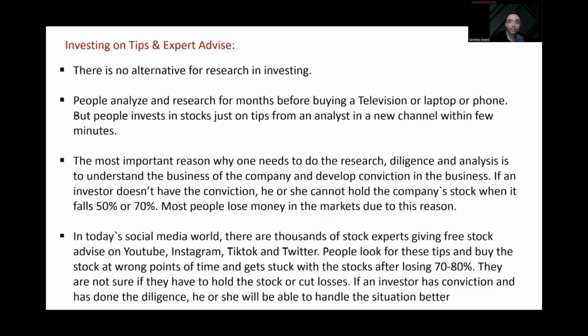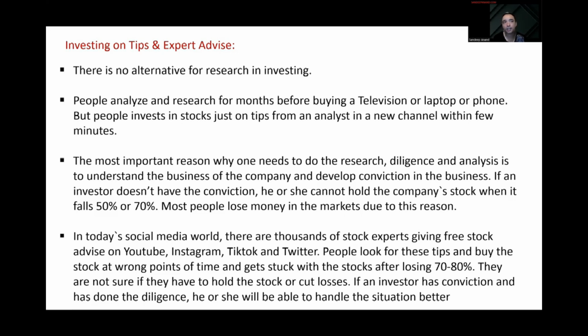Investing on tips and expert advice is, again, a shortcut. There is no alternative for research in investing. People analyze and research for months before buying a television or a laptop or a phone, but people invest in stocks just on tips from an analyst on a news channel within a few minutes. Most people have told me that they put their money in penny stocks listening to somebody on YouTube, and that channel never existed after 1 year. We don't know whether that exists or not. That's one reason I don't talk about stocks in public media, whether on Twitter or YouTube especially. I don't recommend stocks or talk about stocks.